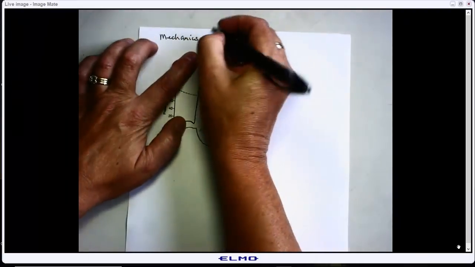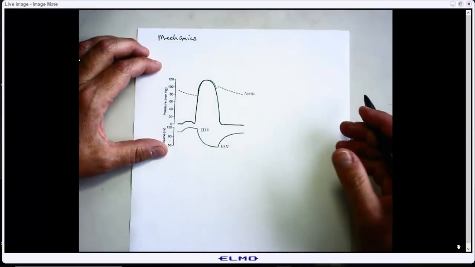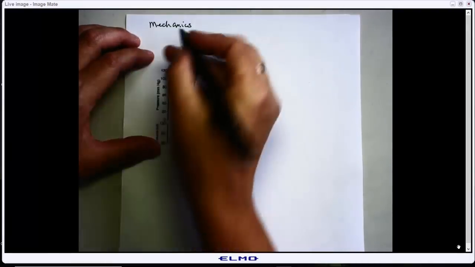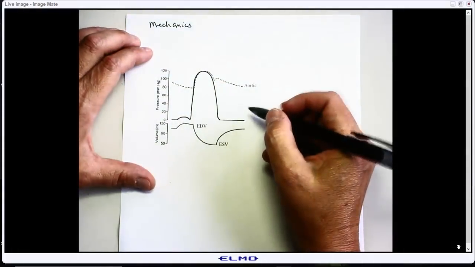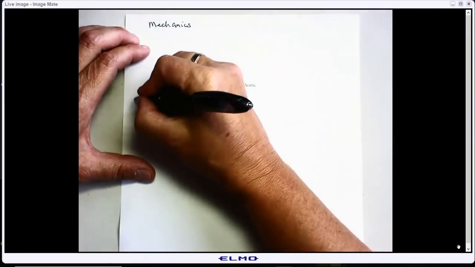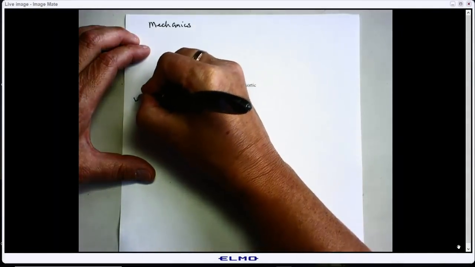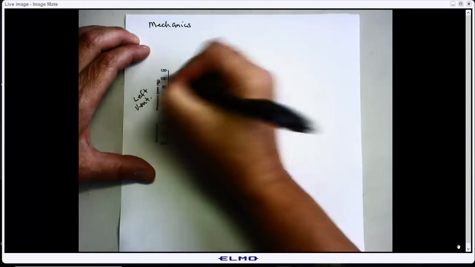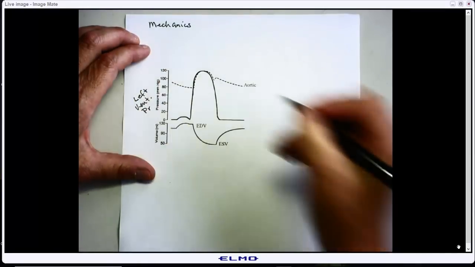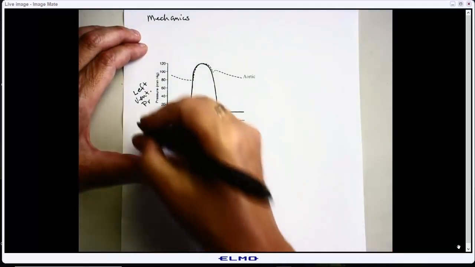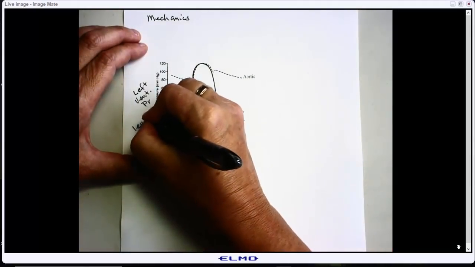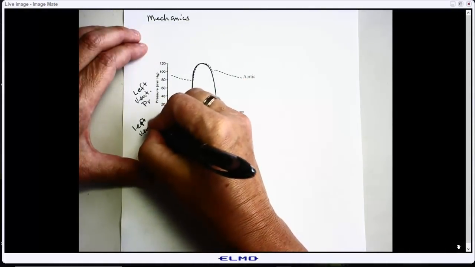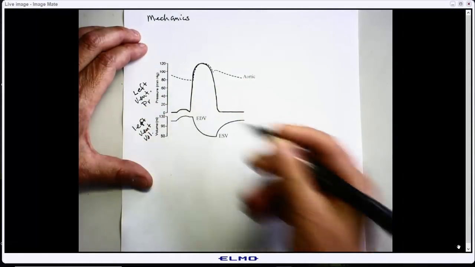All right, so the mechanics really boil down to a pressure-volume relationship. Okay, so what we're going to look at here is left ventricular pressure. We'll think about the left ventricle, and we'll deal with the right ventricle in a minute. And left ventricular volume. All right, we're going to look at volumes and pressures.